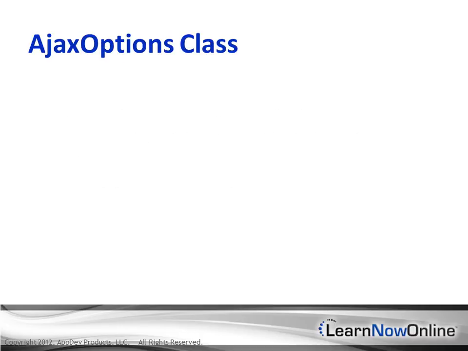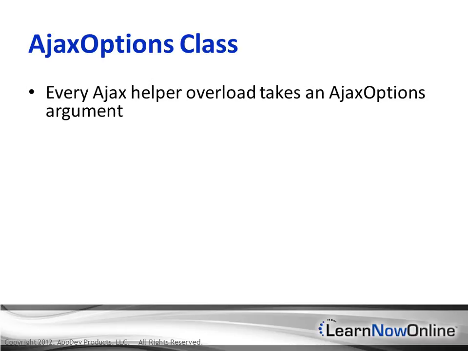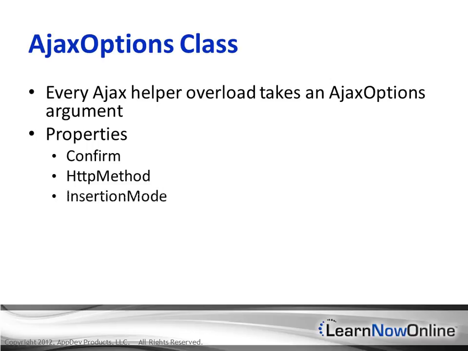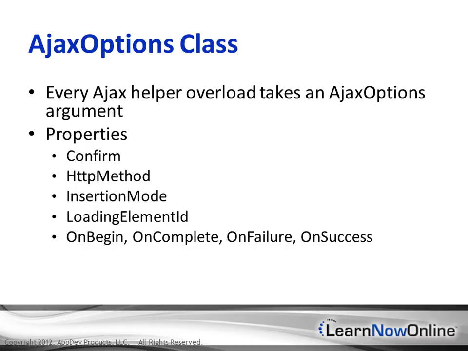Next we have the Ajax options class. Every Ajax helper overload takes an Ajax options argument. Here are some properties. We have confirm, HTTP method like get or post, insertion mode, loading element ID, on begin, on complete, on failure, or on success, where you can actually reference a JavaScript function to execute based on the completeness, failure, or success, for instance, of your form. Update target ID, and then lastly, URL.